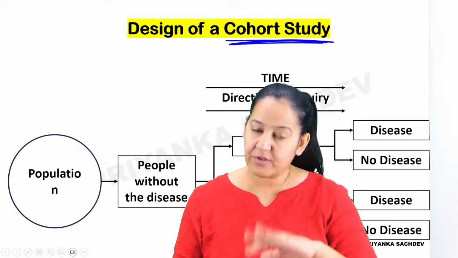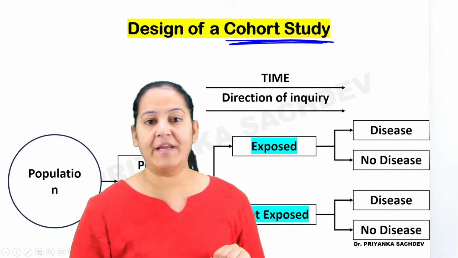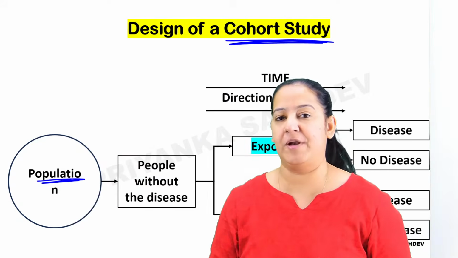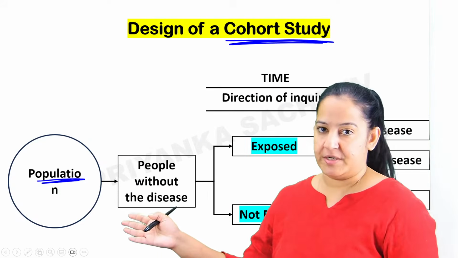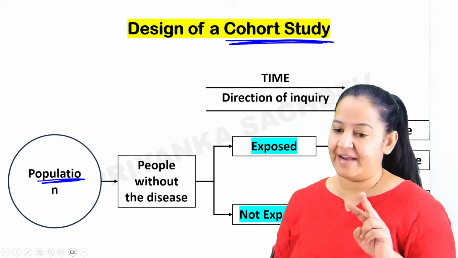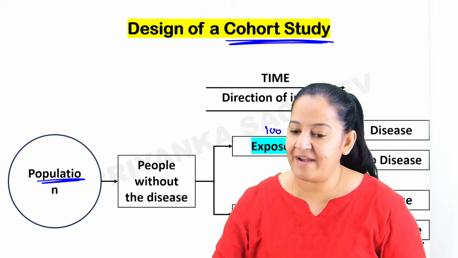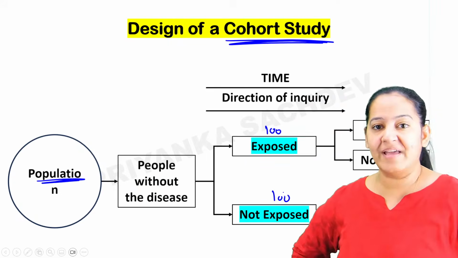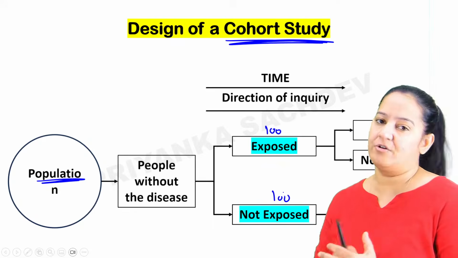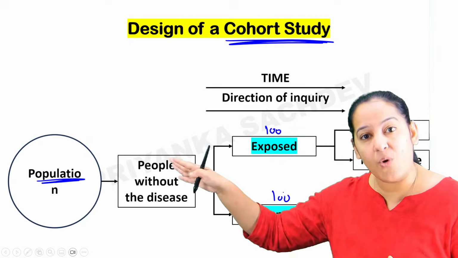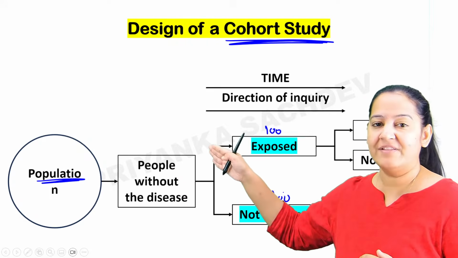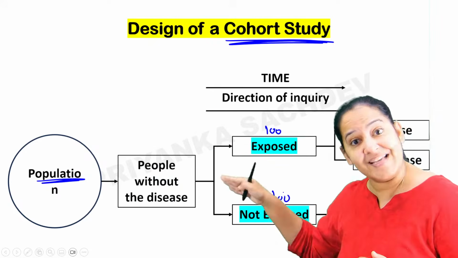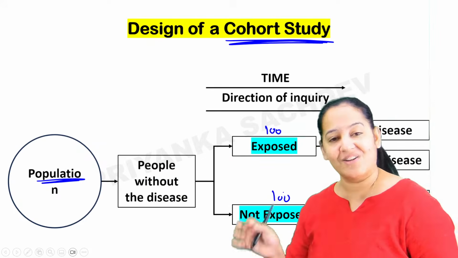Let me tell you the design of the cohort study also. So you can see here in cohort study, there is a population. Can you see? This is the population. Now from the population, I will take 100 smokers and 100 non-smokers. See, what is the starting point? What was the starting point in case control study? I started with 100 cases and 100 controls. Here I started with 100 smokers and 100 non-smokers. The starting point is exposure. The starting point is not disease.